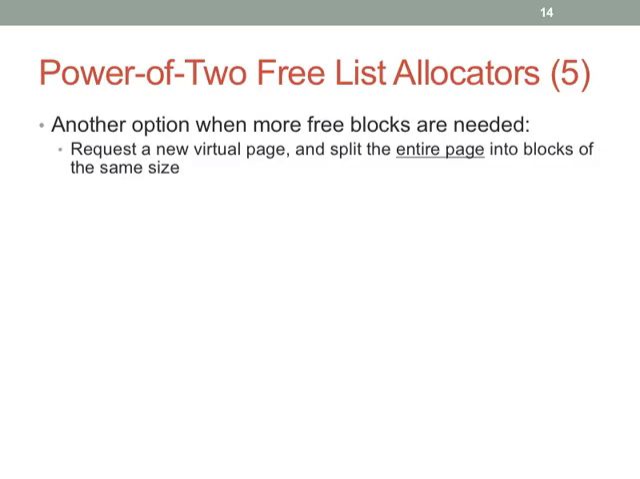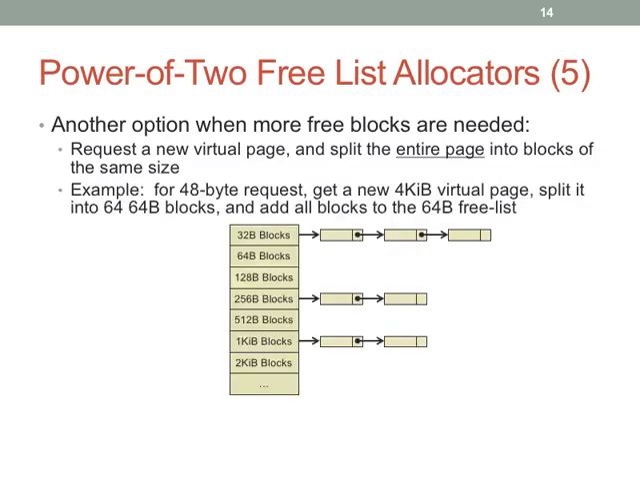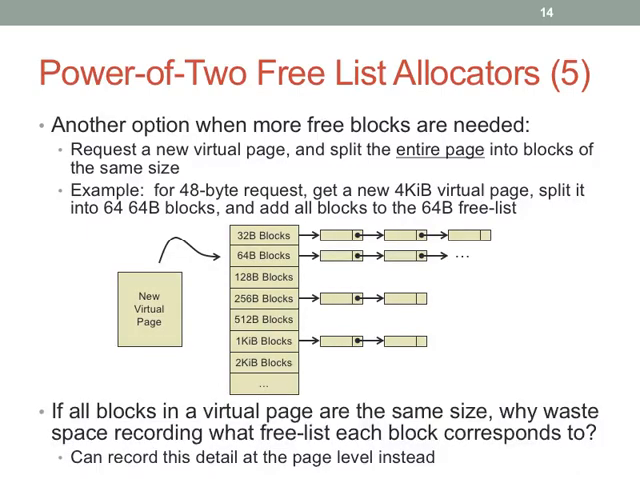And that might be pretty nice. Now, a subsequent thought is, if I'm splitting the entire page, maybe I can start keeping track of the details at a page level as opposed to at a block level. Everybody see that? So instead of saying each block needs to know what size it is, for the entire page, I can keep track of the size of everything in the page. Okay? So 48-byte request, new 4-kilobyte virtual page, split it into a whole bunch of 64-byte blocks. That's really nice. And so now we can start thinking about keeping track of details at the page level rather than at the block level.